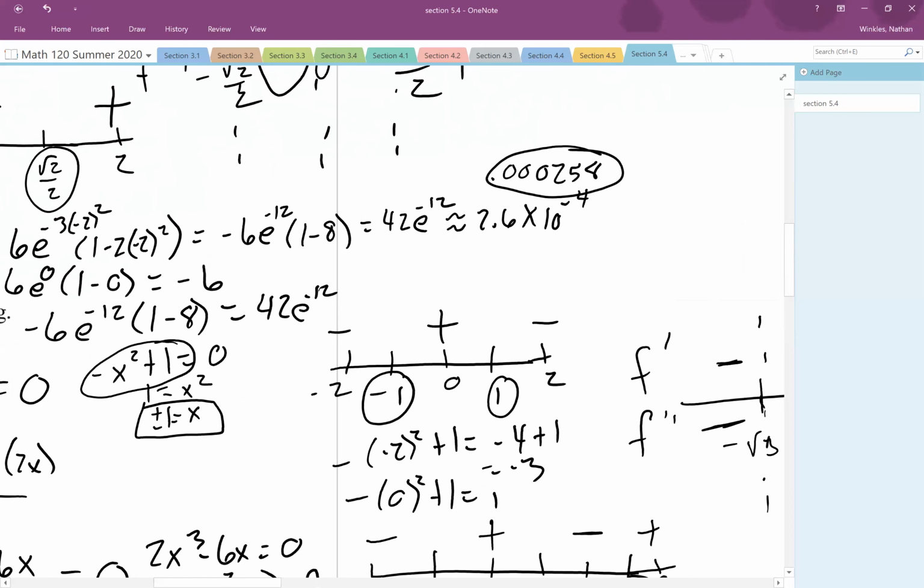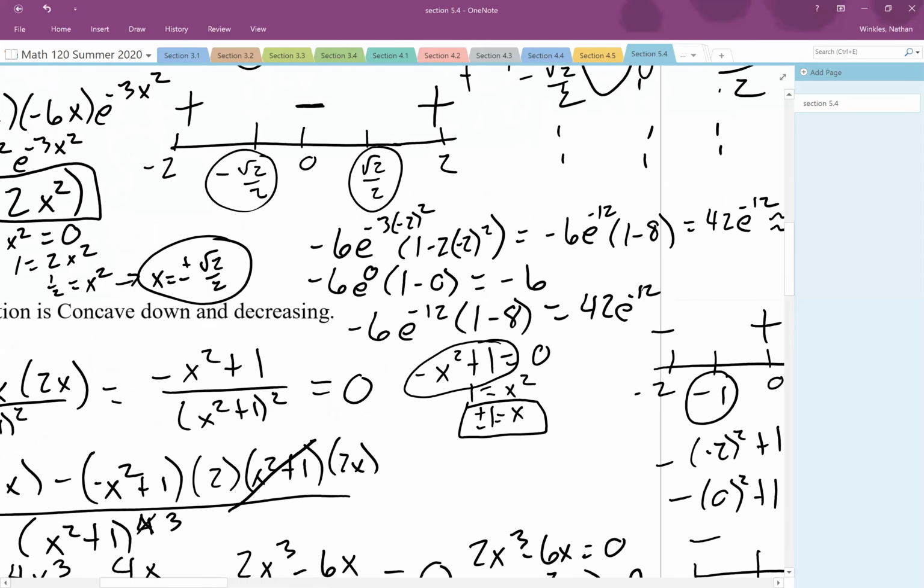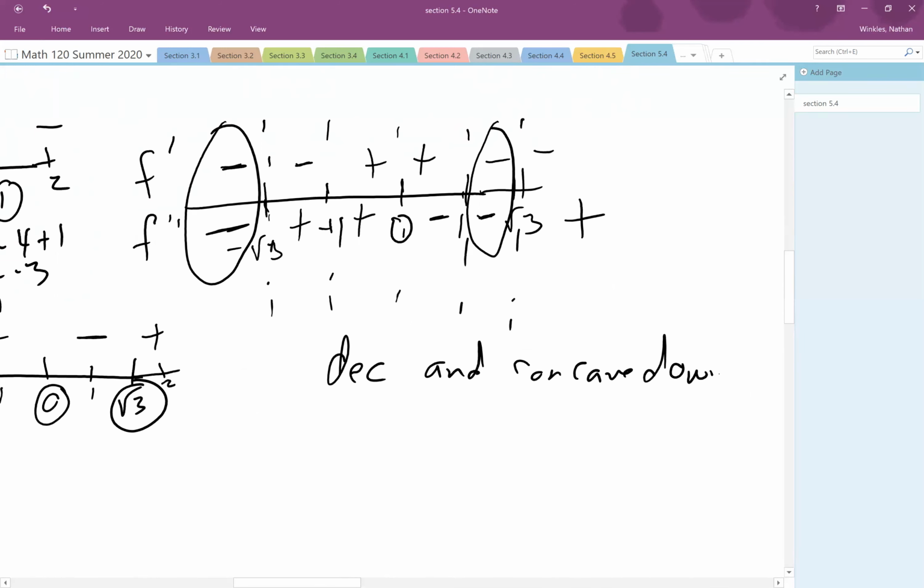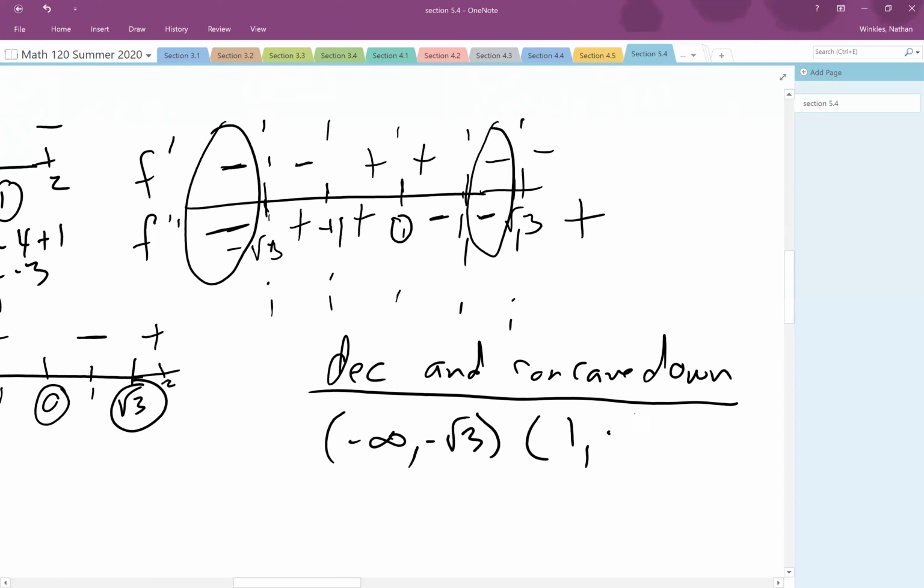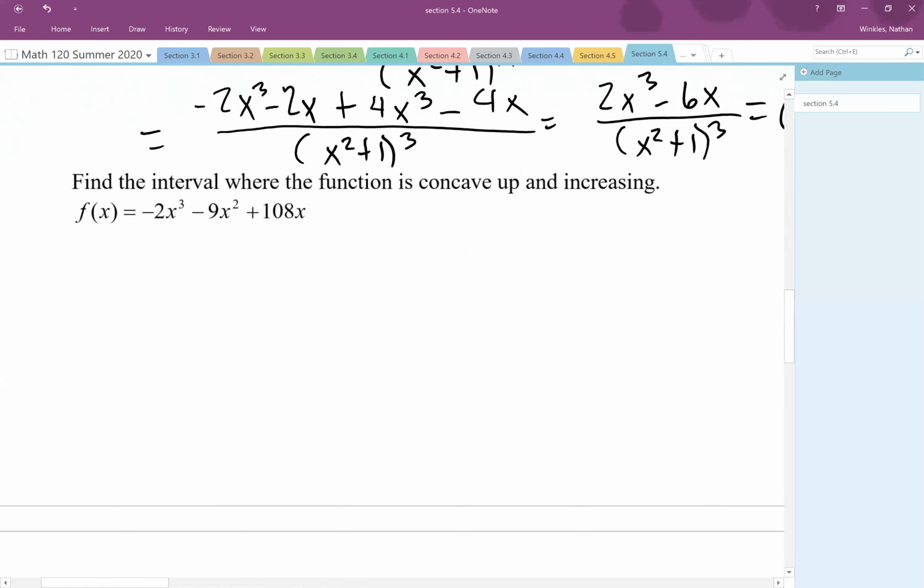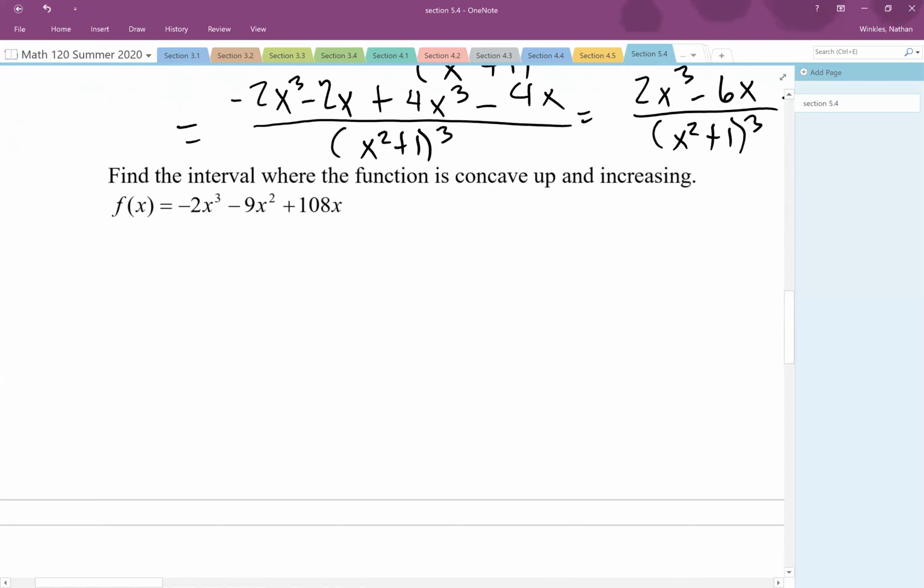This problem asked us for concave down and decreasing, so we need negative over negative, which is here and here. So our solution here for decreasing and concave down is negative infinity to negative root 3, and then from 1 to square root of 3. So that would be our two intervals in this case. So it's a little bit long, but it's the same process every single time that we're doing here.